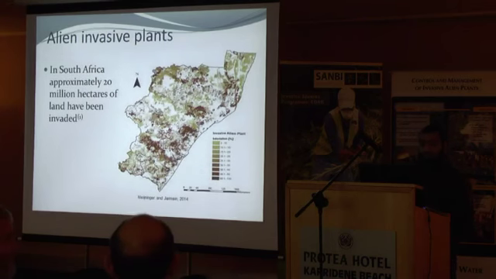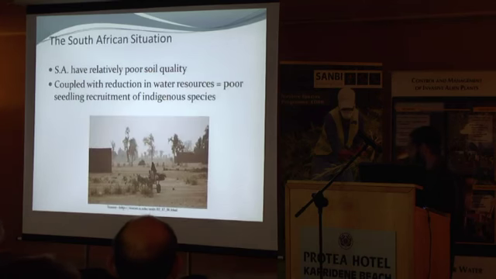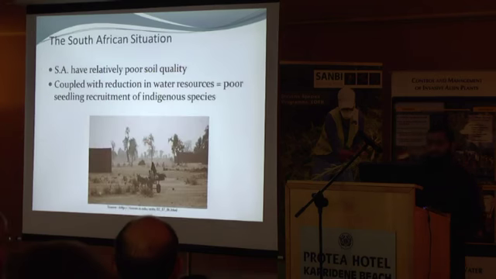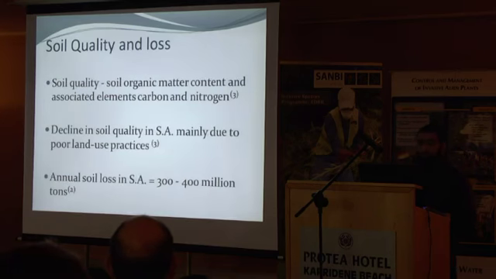Approximately 7% of South Africa's water is utilized by invasive alien plants. Throughout South Africa, approximately 20 million hectares of land have been invaded. This map shows the intensity of invasion in KZN, with the darker colors indicating a higher intensity of invasion, and white either no data or no record. Additionally, South Africa has relatively poor soil quality, coupled with a reduction in water resources, which equates to poor seedling recruitment of indigenous species.